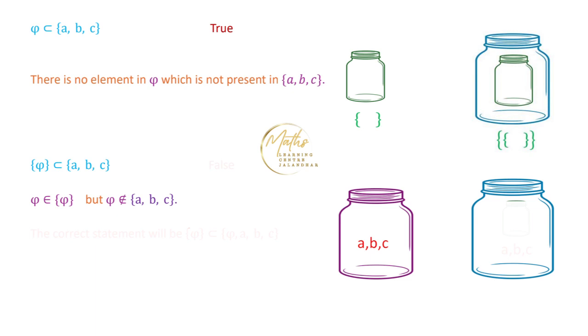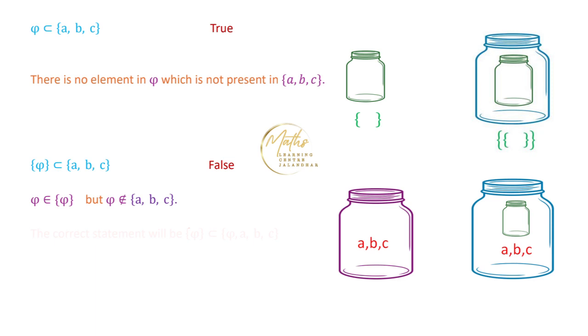So we are saying that this statement that is given over here, it is false. Now, if we have to correct this statement, what do we have to do? Suppose we are considering a jar, and this jar contains the empty set, as well as the elements A, B, C. So how are we going to represent this set?